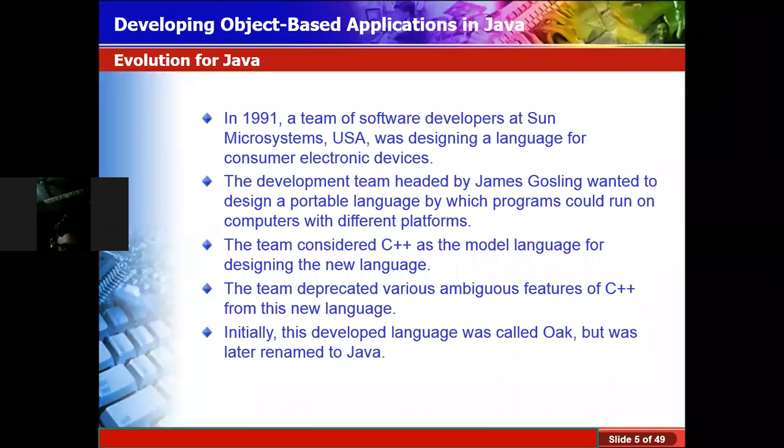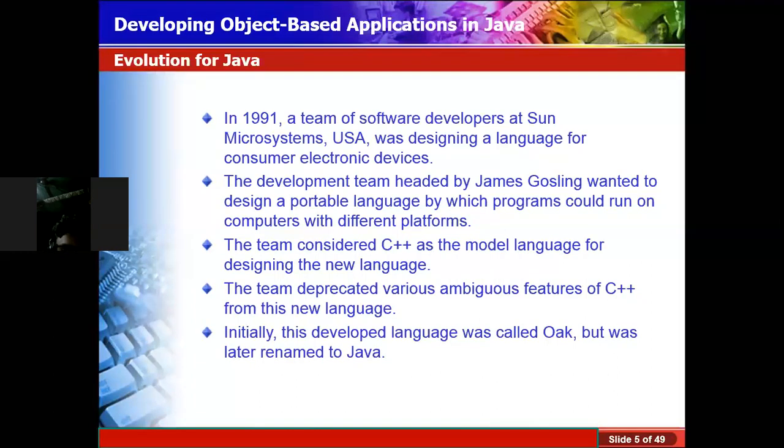So the developer team is thinking that this program is not compatible with particular devices. So the developer team thinks they have to develop another programming language which fits in any device. James Gosling and team developed another programming language and gave it the name Oak.